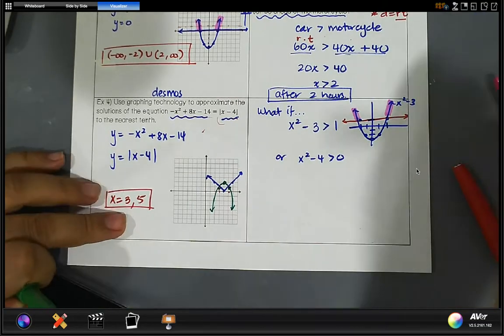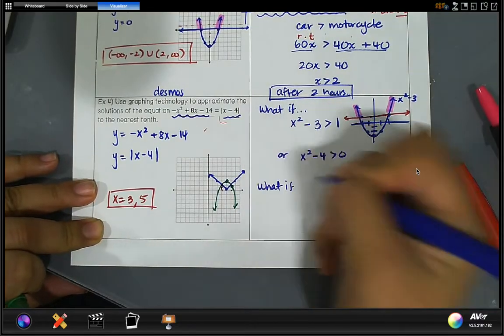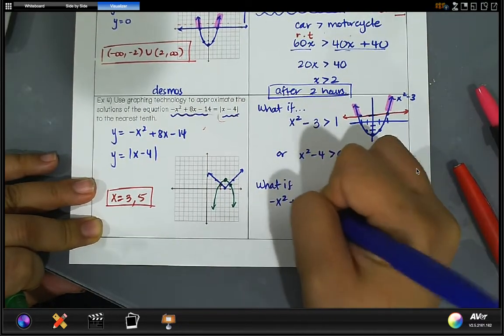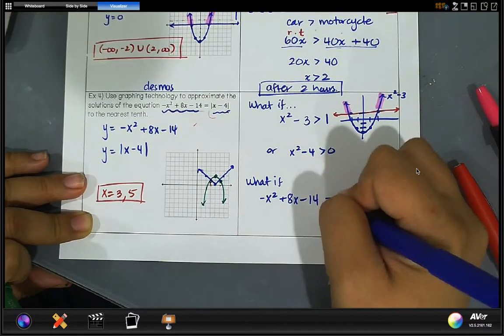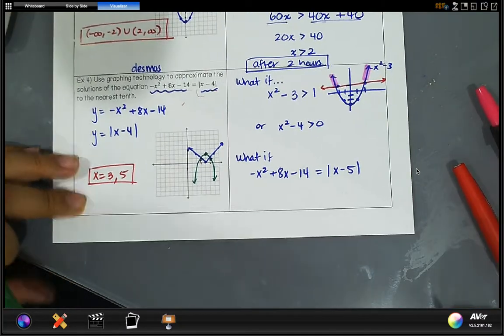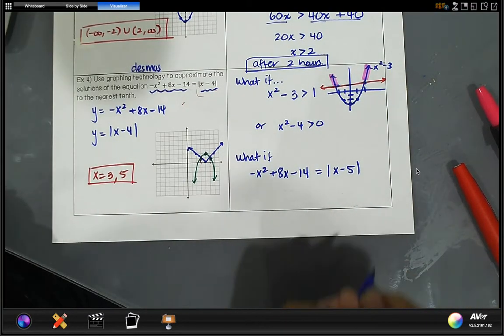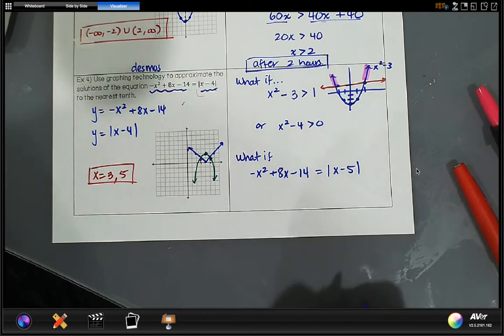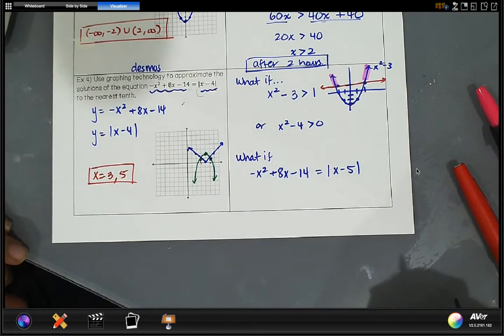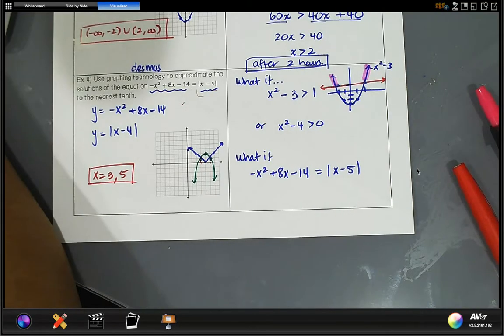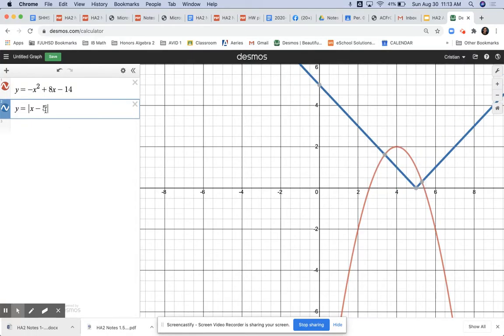Another idea, I can ask you another what if. What if we had negative x squared plus 8x minus 14 equals absolute value of x minus 5? So I want you guys to go ahead and try this one on decimals right now and figure out what the x values would be, like what the solution would be rounded to 1 decimal place. Hopefully you got that the answer would be about 3.4. So x would be approximately 3.4 and x would be approximately 5.3.